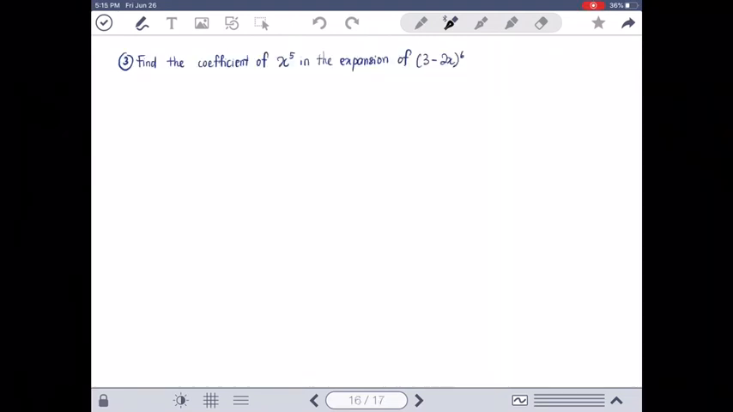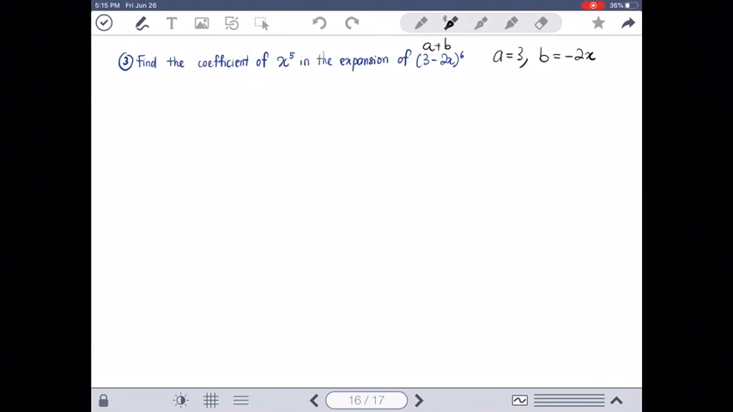Okay, now let's have a look at one more example. Find the coefficient of x to the power of 5 in the expansion of (3 minus 2x) to the power of 6. To make it short, we do not need to expand everything, but we can actually observe the pattern. We know that the first term is your A and this is your B, so we have A plus B. In this case, our A is equal to 3 and our B is equal to negative 2x. Notice that it's negative 2x, not positive.